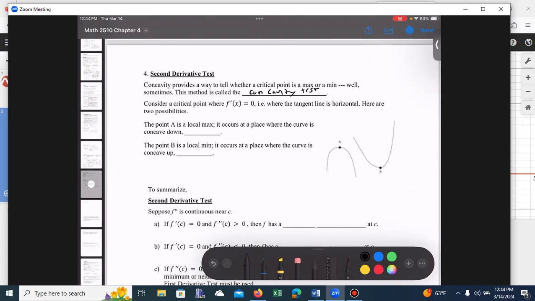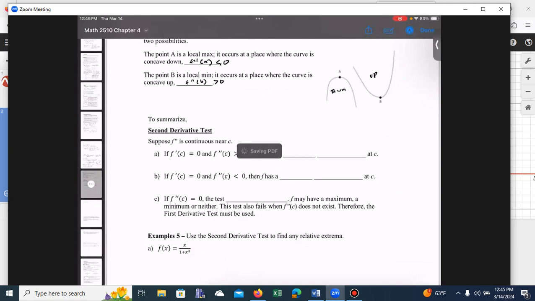Point A is the local max. It occurs in a place where the derivative is concave down. So here you're concave down, so your second derivative at point A should be less than 0. At point B is concave up, so f double prime at point B should be greater than 0.